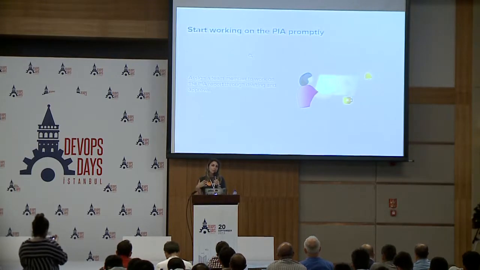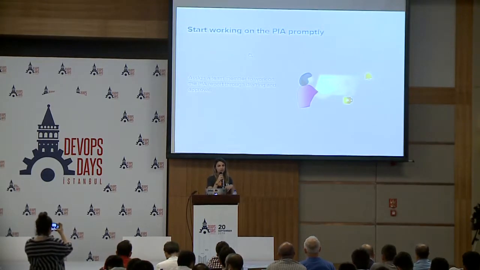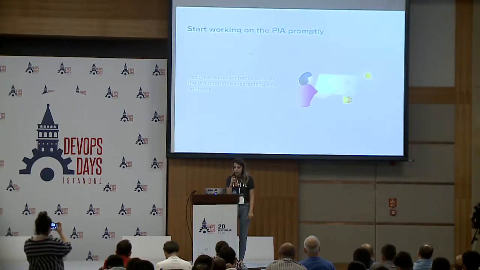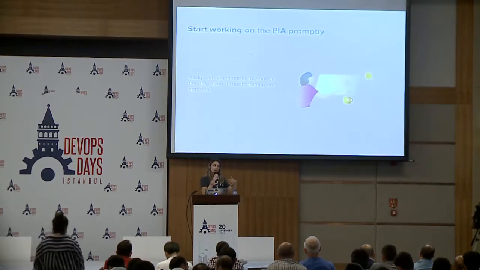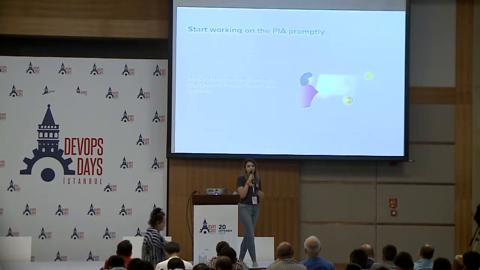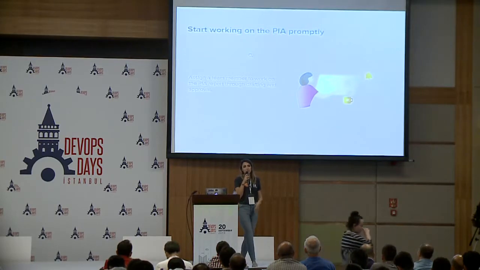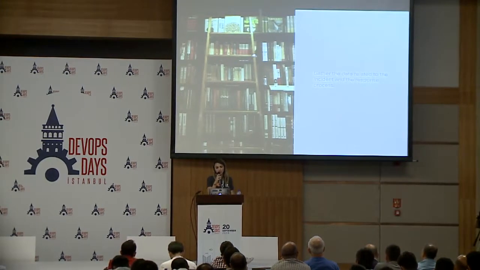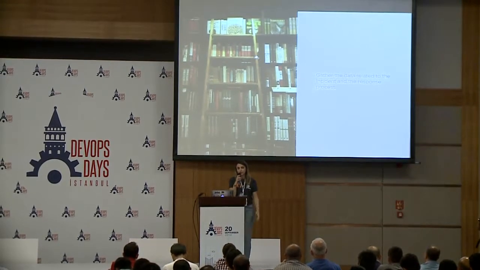So we should start working on the post-incident analysis as fast as we can after the incident is resolved. And it's important to let the teams know when a post-incident analysis is necessary. So you can say that it's mandatory for your high priority incidents and optional for lower priorities.